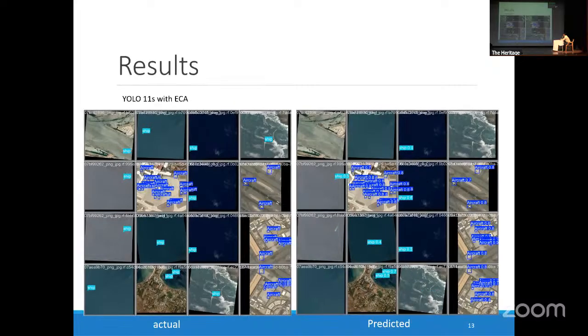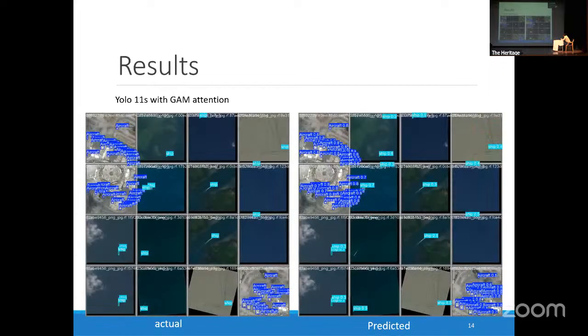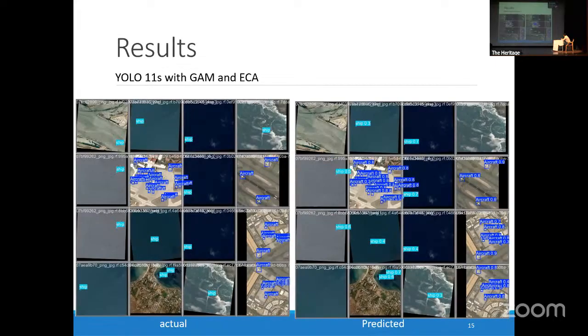And you can see some images of how it classified. On the left side, we have the actual image, which shows which all are the ships and all. And on the right side, we have what the model predicted. As you can see, for ECA, it was not able to do much. Like in many of the images, it wasn't able to see any ship in it. But the aircraft are reasonably well detected. And the GAM attention managed to identify the ships pretty well, and perhaps too well. It even identified a lot of false positives, it seems. And when it comes to the GAM along with ECA, it averages out both sides.